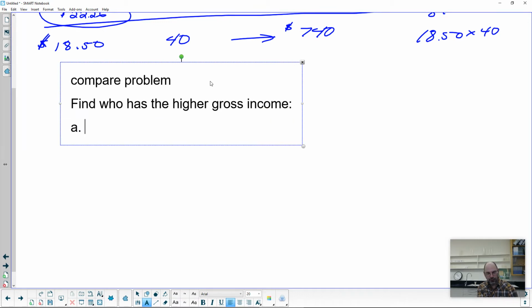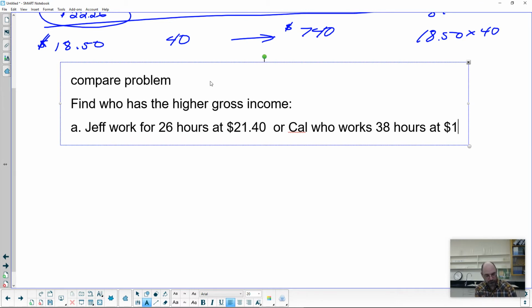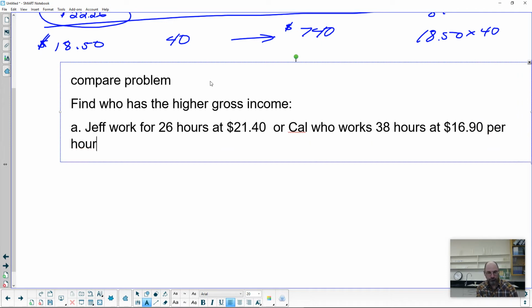So let's say Jeff works for 26 hours at, let's say, $21.40 an hour, or Cal, who works 38 hours at $16.90 an hour. Question mark. We should have per hour over here too.